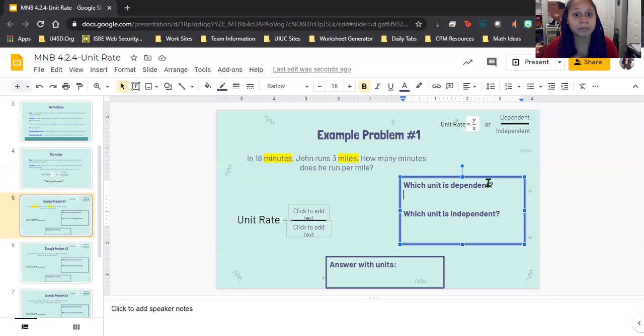Typically, the minutes will depend on how many miles he runs. The amount of minutes depends on however many miles. If he's running 3 miles, it's 18 minutes. If he's running 10 miles, that will change how many minutes he's run. So the minutes depend on the miles. Our dependent variable is minutes, and our independent, what the dependent depends on, is the miles.